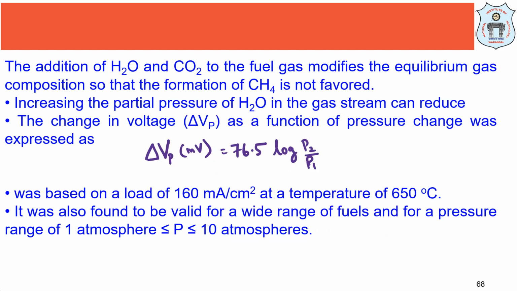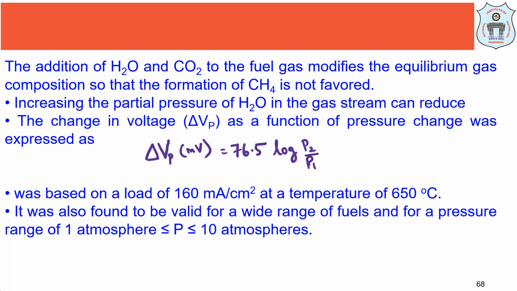Okay, because the addition of water and CO2 to the fuel gas modifies the equilibrium gas composition, the formation of methane is not favored. Okay, so we can avoid it. And also an increase in the partial pressure of water in the gas stream will help us reduce the change in the voltage, because delta V is equal to 76.5 log P2 by P1, which is a function of pressure change, given by this equation. So this shows how the voltage change takes place when there is an increase in the pressure. Okay, and this equation is also found to be valid for a wide range of fuels and for a pressure range of 1 to 10 atmospheres.